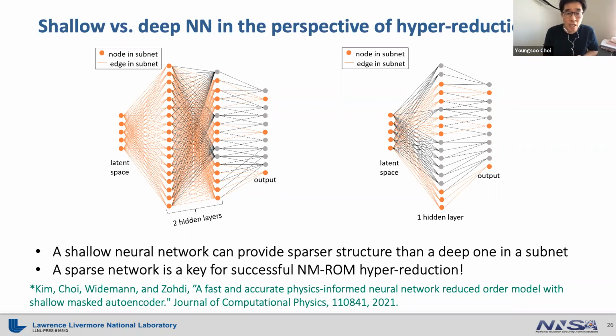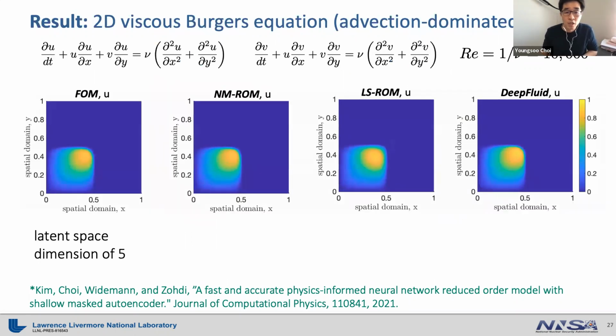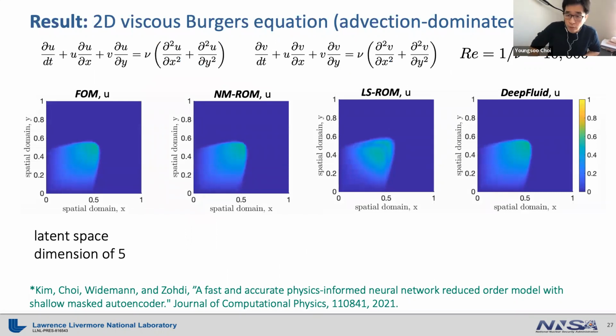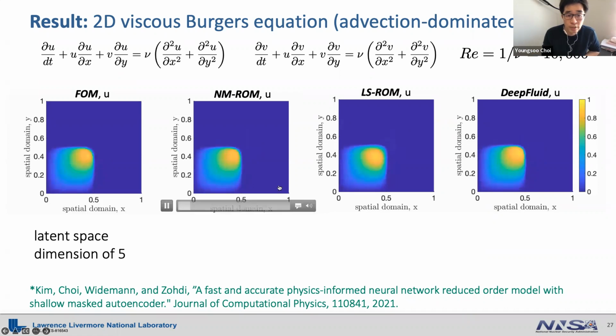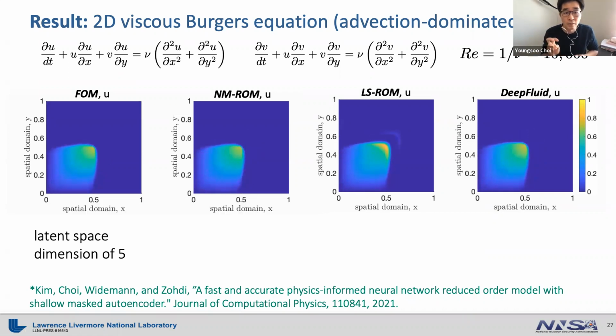This is basically how we achieve the efficiency in the nonlinear manifold reduced model. Here we compare the performance of all the reduced order models that I have introduced in this presentation. Well, not the deep fluid, but that's non-intrusive methods. Let's compare that. As you can see from the movie, the NMROM and the full order model simulations are almost identical in eyeball norm.